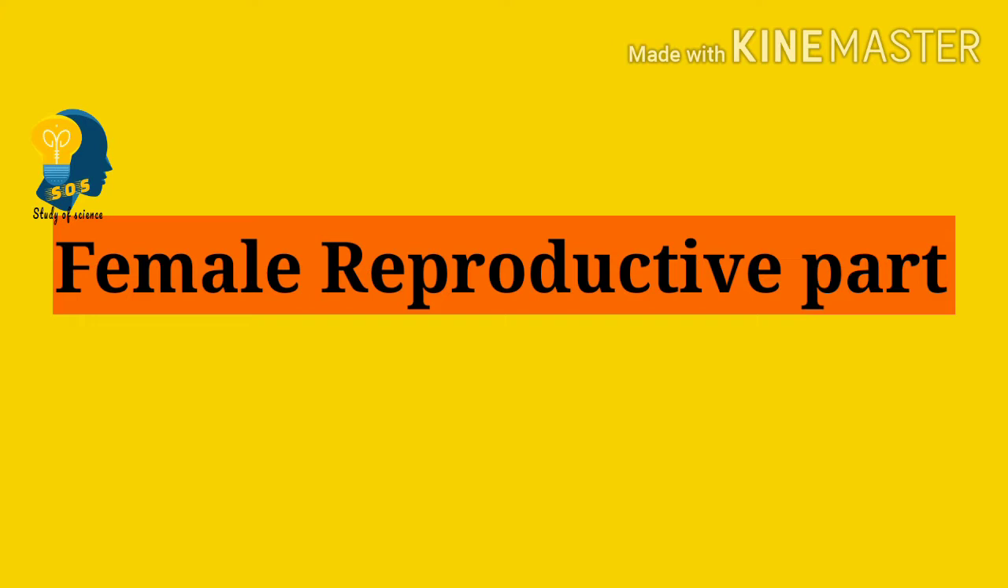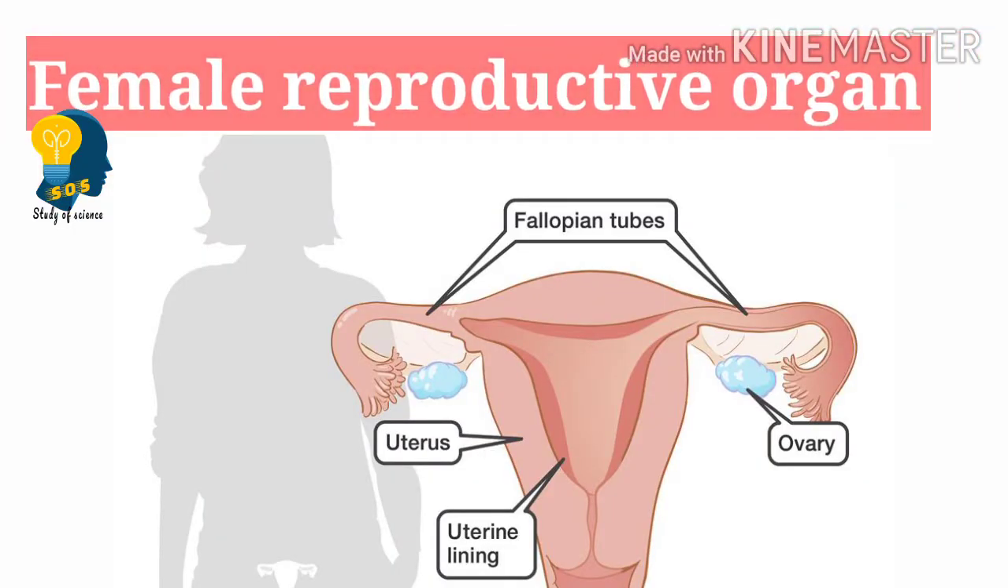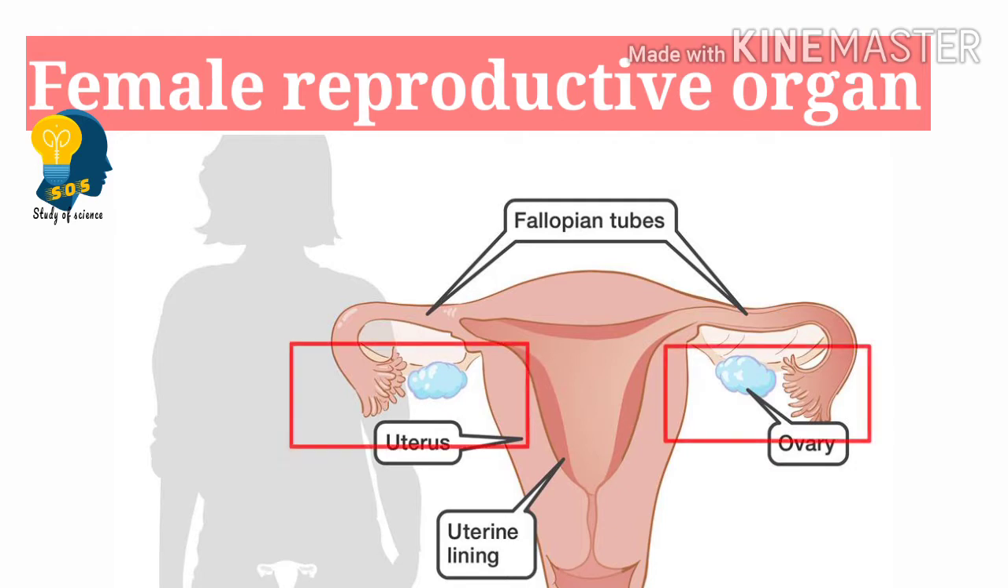We are going to study about the female reproductive part. So then, let's have a look at the parts of the female reproductive organ. The female reproductive organ contains a pair of ovaries. A pair of ovaries means there are two ovaries.